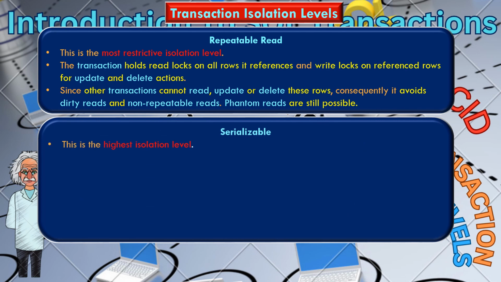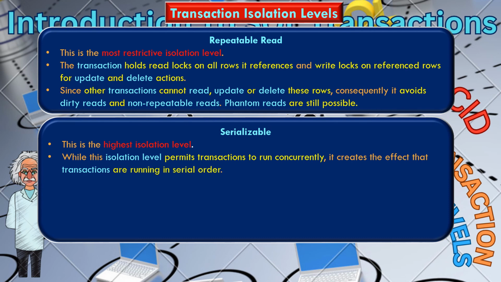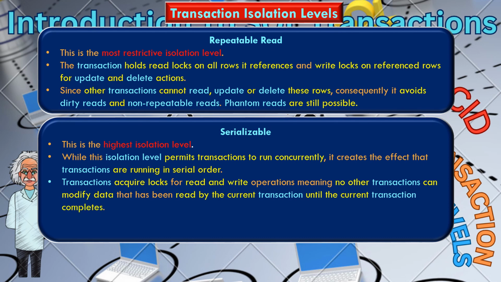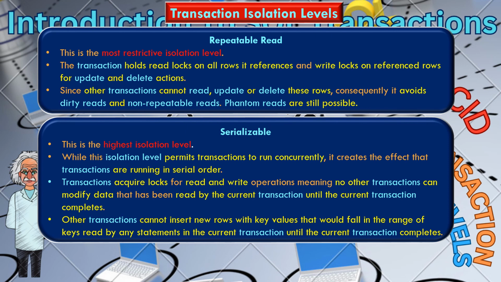Serializable is the highest isolation level. While this isolation level permits transactions to run concurrently, it creates the effect that transactions are running in serial order. Transactions require locks for read and write operations, meaning no other transactions can modify data that has been read by the current transaction until the current transaction completes. Other transactions cannot insert new rows with key values that would fall in the range of keys read by any statements in the current transaction until the current transaction completes.